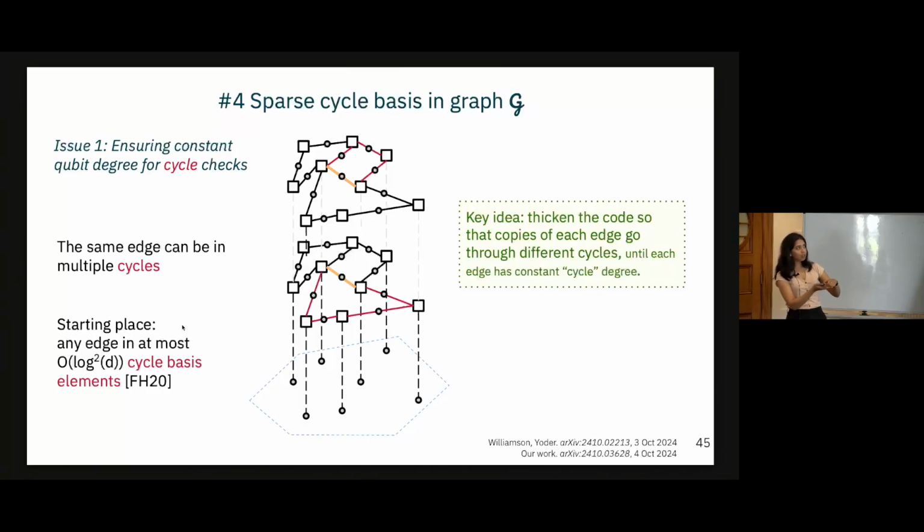So we have a multiplicative overhead increase just by thickening this graph to ensure that your qubit degree isn't too high. And that's by just decongesting it by taking many layers. So we use log cubed d layers here.